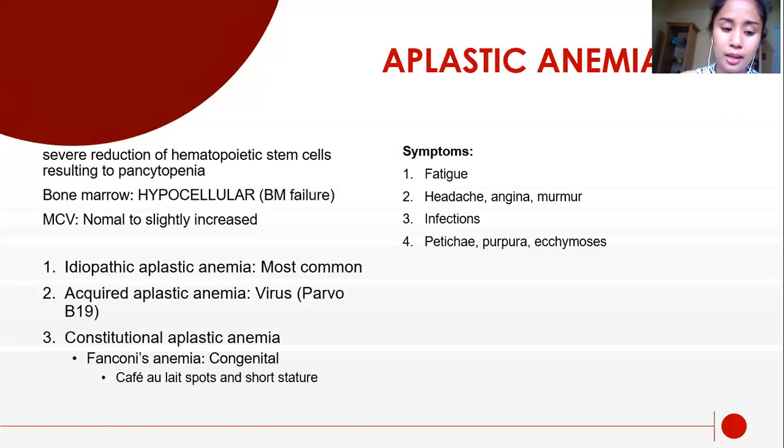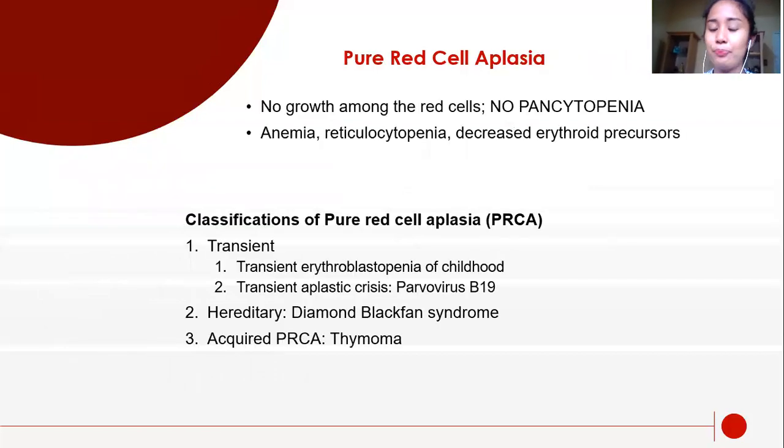So, yan, isang highlightan dyan, Fanconi's anemia. Cafe au lait spots. I love it. Yeah. Next class is pure red cell aplasia. The difference from aplastic anemia is that it only affects your red cells. So, pure red cell aplasia, there's no growth among the red cell line or the erythroid line.